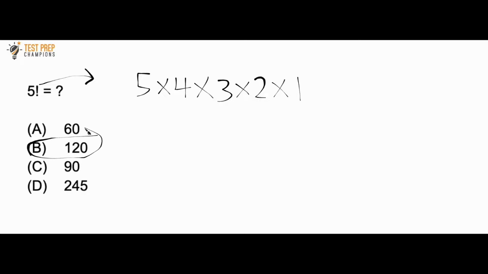So the main takeaway I want you to get from this question is that whenever you see an exclamation point, we know that we have a factorial, and all you have to do for a factorial question is just remember that a factorial is the product of the number before the factorial sign, which in this case was 5, and all of the positive whole numbers below it. So 5 factorial, to solve this, we did 5 times 4 times 3 times 2 times 1.